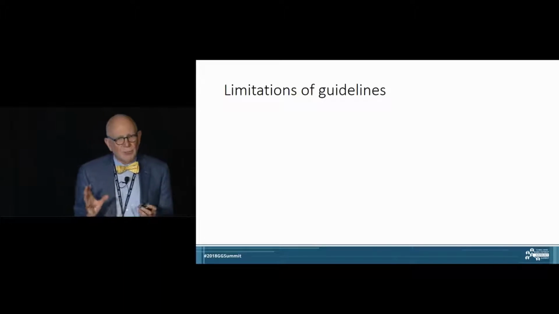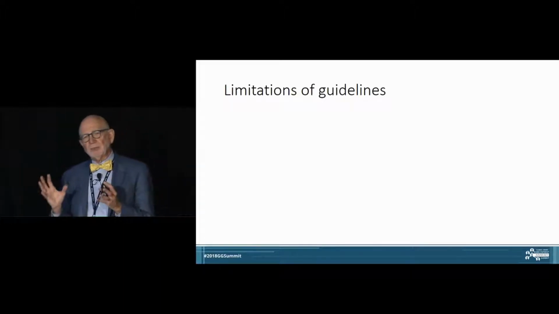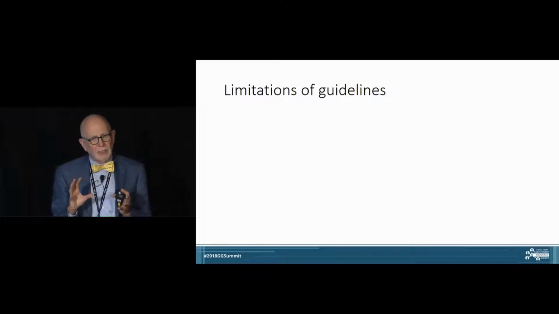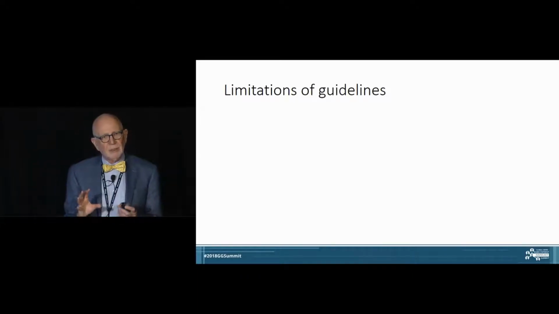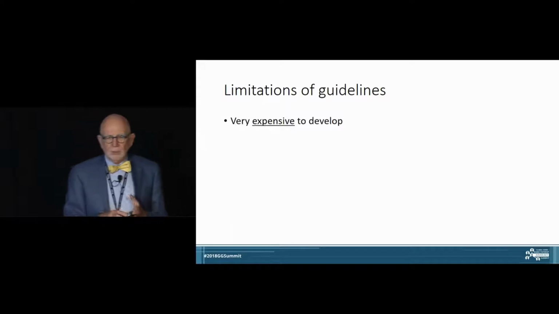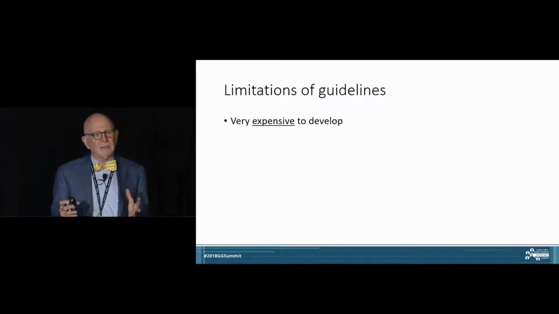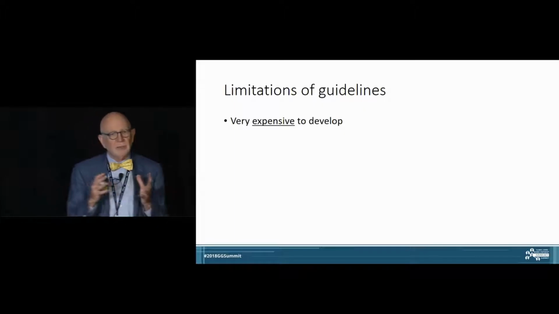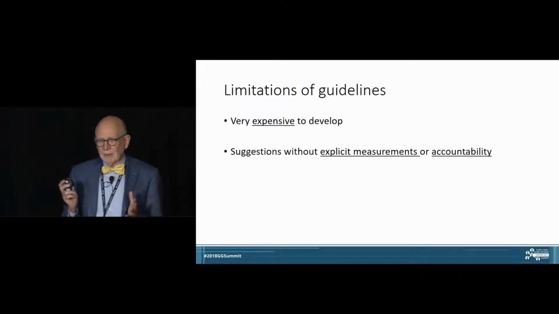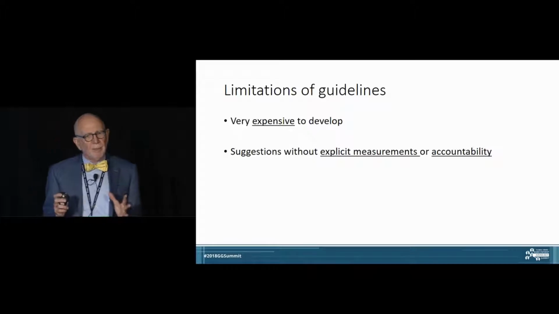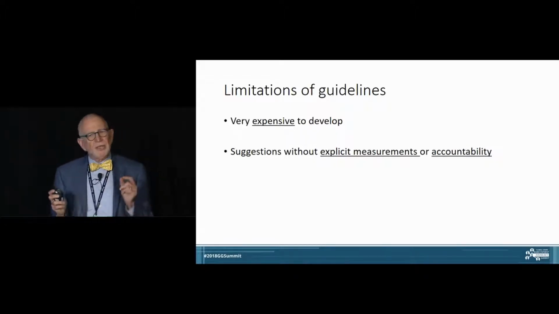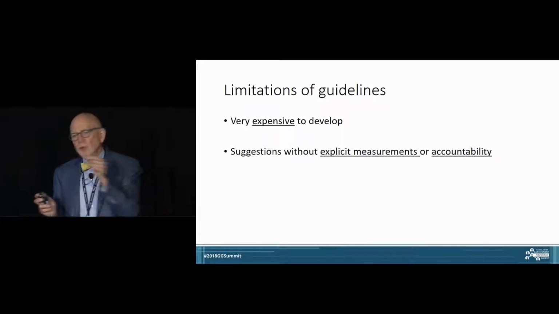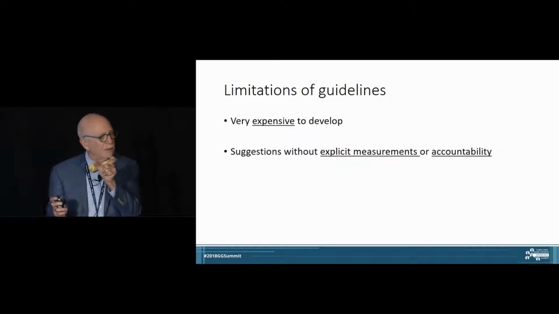Now, say that's great. We have this knowledgeable, evidence-based review of guidelines, which are recommendations for practice. What's the problem? First of all, they're very expensive to develop. Everyone wants a guideline, and it costs tens of thousands of dollars to do one. A more fundamental problem in my book is that these are suggestions without measurement or accountability. How do you know if you did it, and who knows about it? That's not in a guideline.